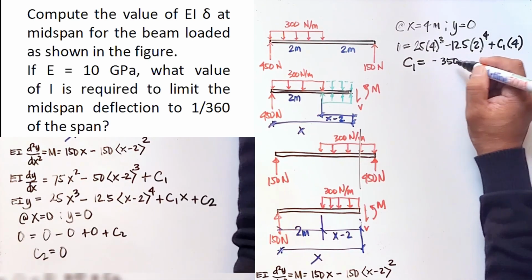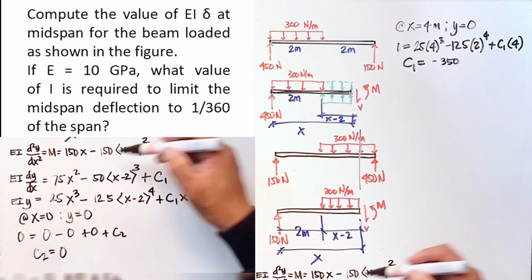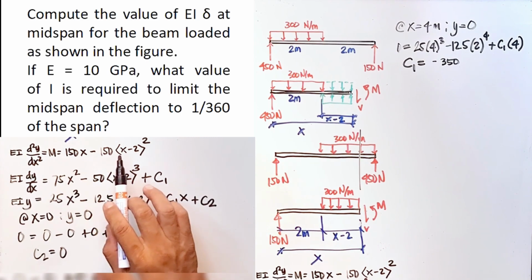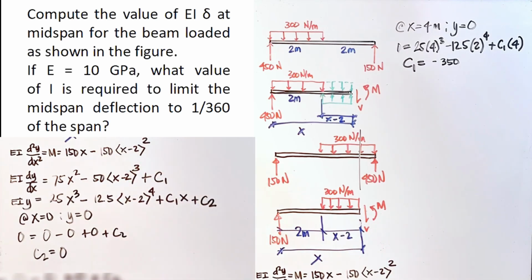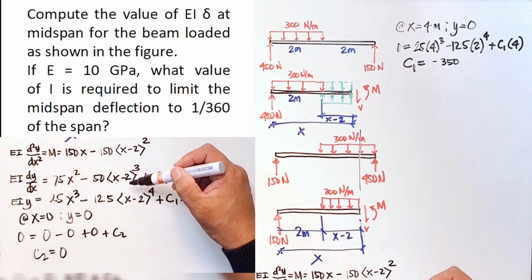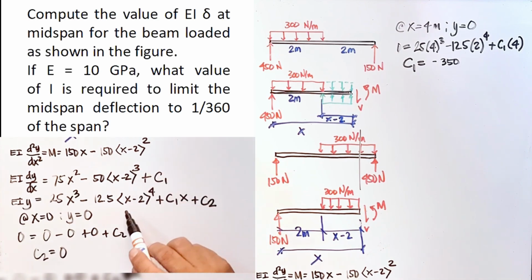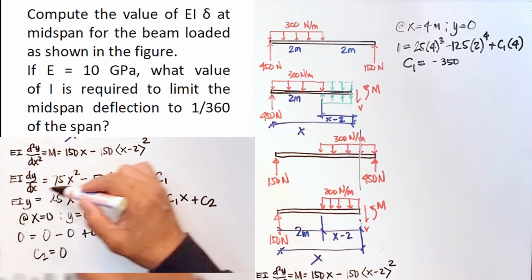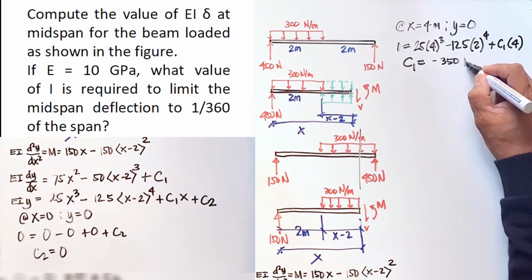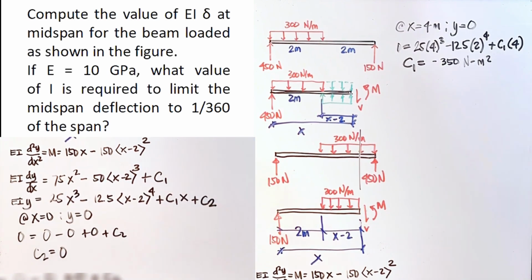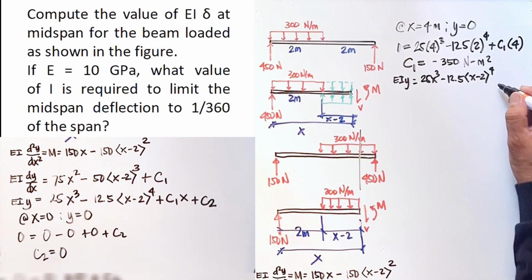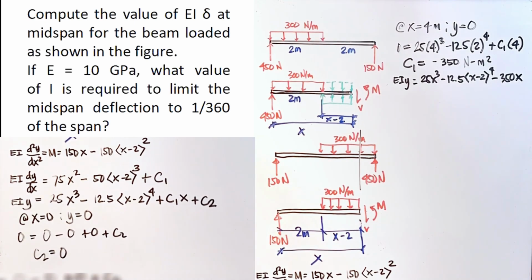C1 is negative 350. So what will be the unit? Let's go back here. Since this is the moment equation, each term here should be Newton meter. Then the first integration, it becomes Newton meter square. Another integration would make it Newton meter cube. So this C1 is here after the first integration, so this is just Newton meter square. Okay, so with C1 already known, our deflection equation becomes, let's write it here. That is our deflection equation.